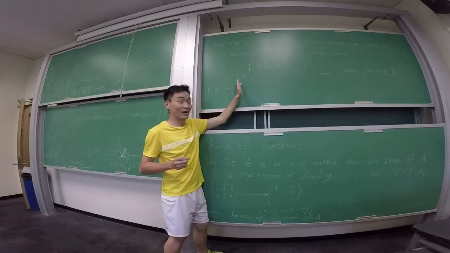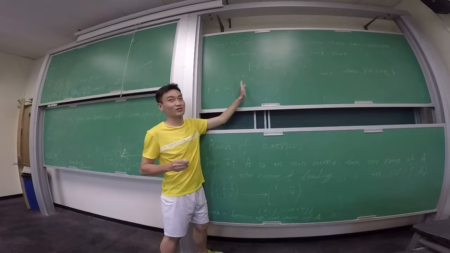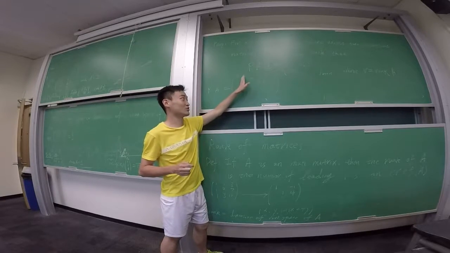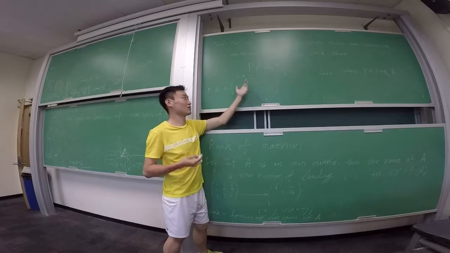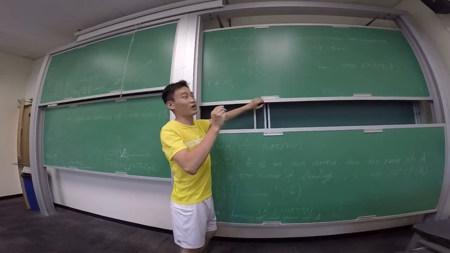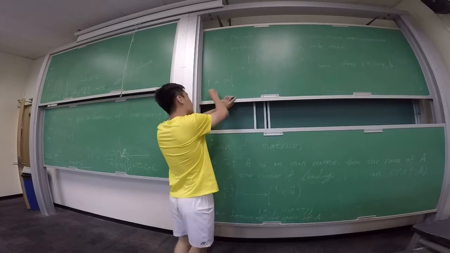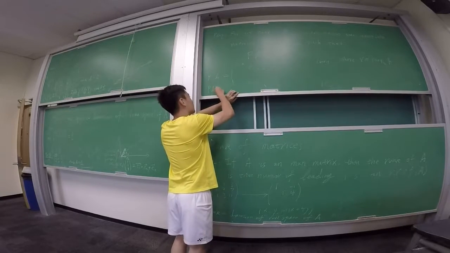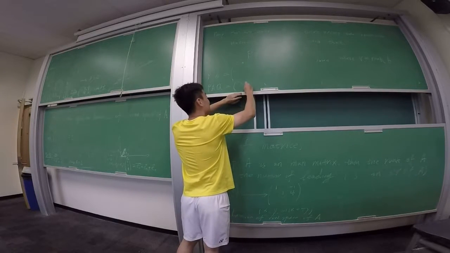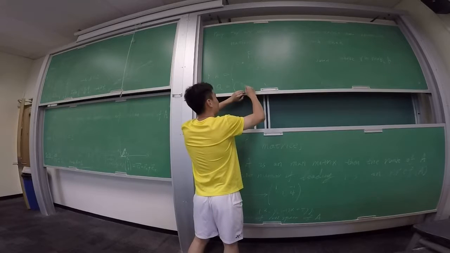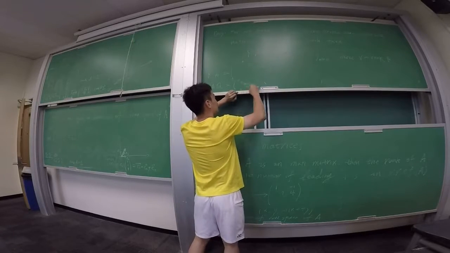But now you are allowed to do column transformations, so you are able to clean up those stars, and you are also able to switch columns. After that, if you record all your column transformations in Q, you will have PAQ equal to the identity block of 1s on the diagonal, and all of the rest is 0.